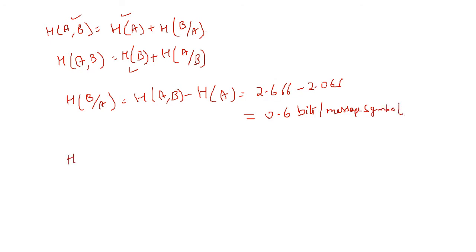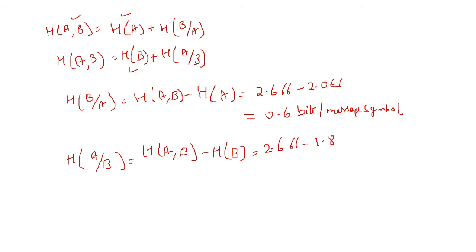Similarly, H of A by B will be equal to H of A comma B minus H of B. So substitute the respective values here, that is 2.666 minus H of B, which you got as 1.857. Substitute, and you are going to get H of A by B, which will be equal to 0.89 bits per message symbol. So this is how you are going to find the different entropies for the given joint probability matrix.